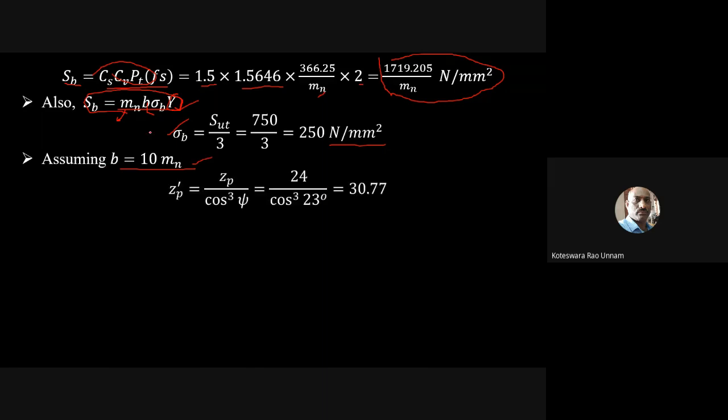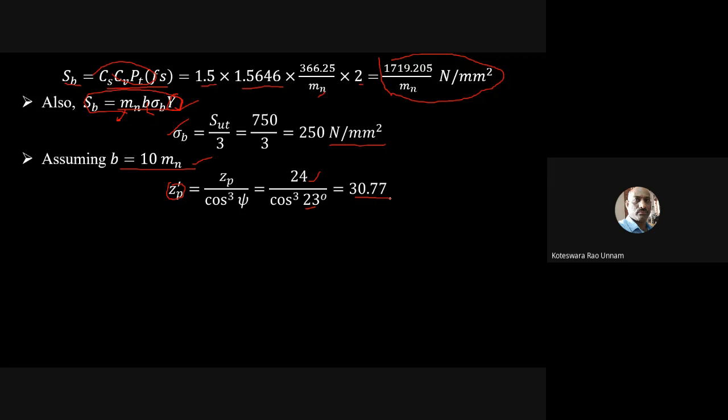And ZP. Now to calculate this Lewis form factor, you should know the virtual number of teeth on the pinion, that is ZP dash. The formula for that is ZP divided by cos cube psi. ZP is 24, number of teeth on pinion 24, helix angle is 23 degrees. So if we substitute that, we get number of teeth as 30.77.